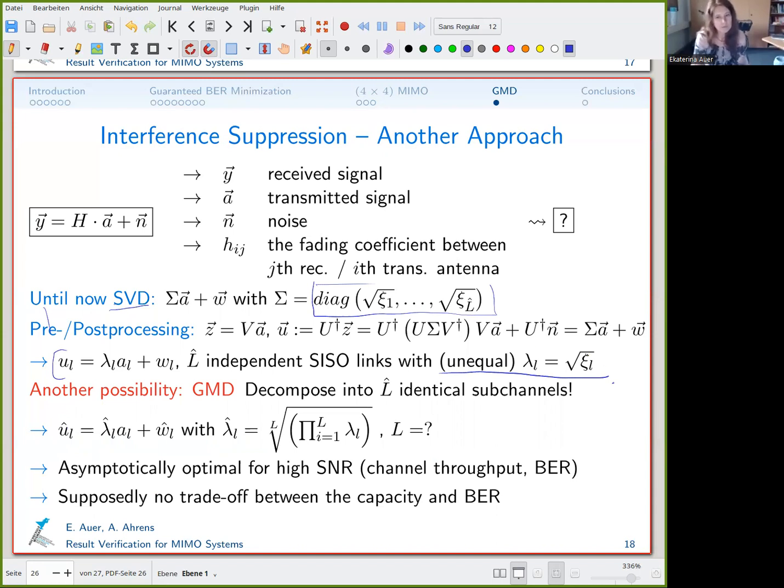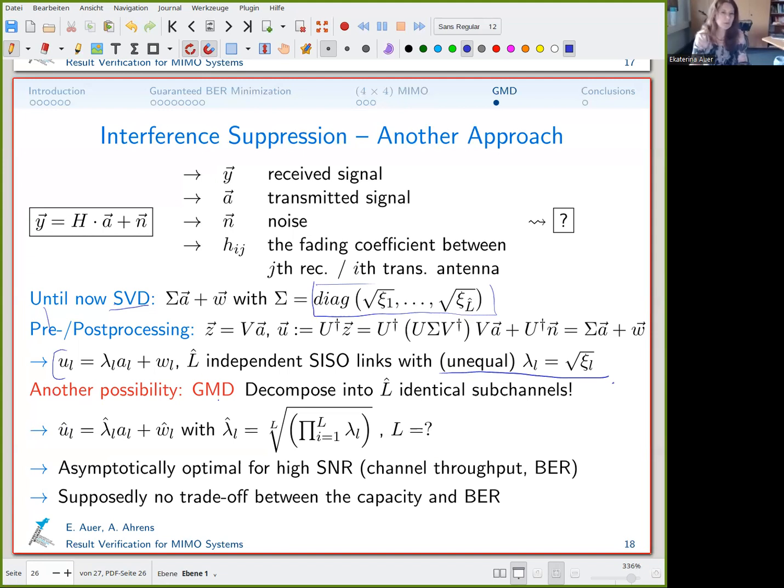with unequal weights corresponding to the singular values. If you do it like that, then we need to equalize somehow. This is the reason why we use the power allocation and bit allocation, this resource allocation stage. To achieve a good BER, we need to optimize further. Another possibility which has been proposed a while ago is to solve the optimization problem that we have for the capacity.